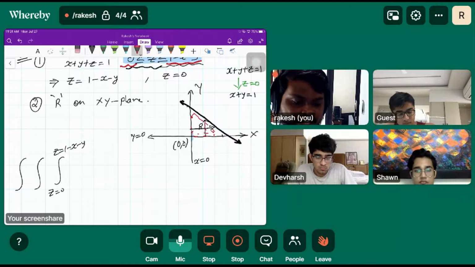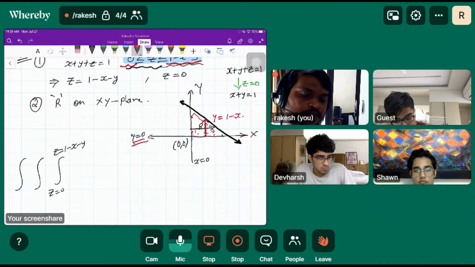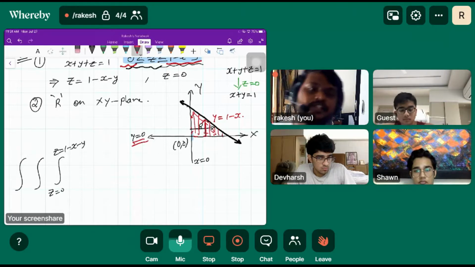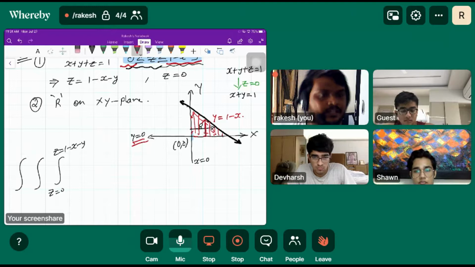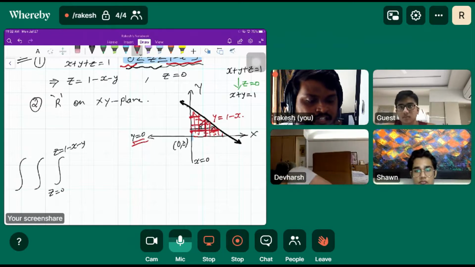If you go along the y direction here, we are not switching the function. This is already between these two: y is equal to, let's say, 1 minus x, and y is equal to 0. So this is between these two functions only, and the function is not switching. So we can select any direction, because along x also the function is not switching.